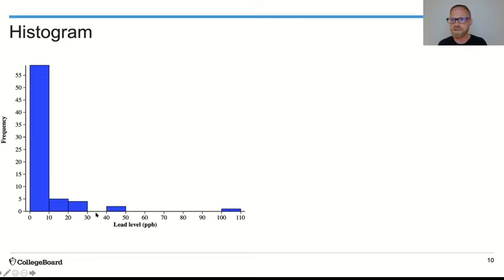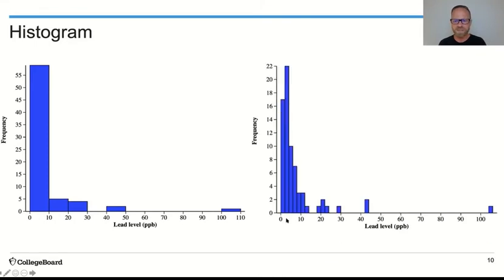Now, one of the things you can do with your histogram is that you can change the width of the intervals that you're using here. And so in this next histogram, I'm using intervals of width 2 rather than of width 10. And you'll notice that they can actually change the look and the feel of the histogram quite a bit.